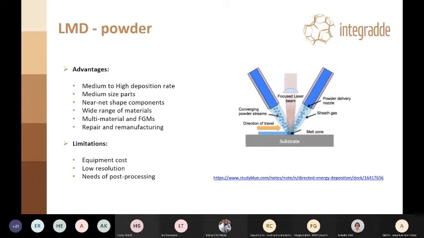The limitations. Well, the limitation is the equipment cost, mainly the laser and the manipulating device, the robot or the CNC machine. It is the rather low resolution, and as I mentioned before, most of the components produced by LMD powder need some post-processing.